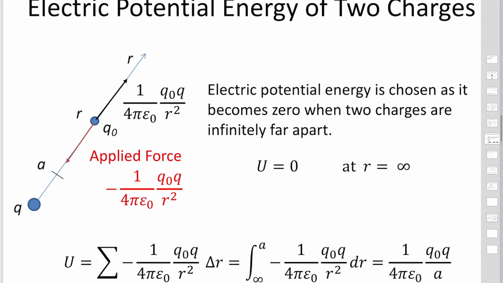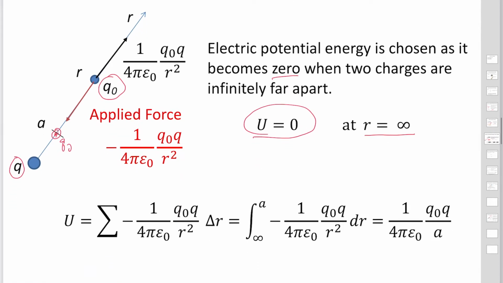Electric potential energy of two charges. So we consider the charges q and q sub 0. We'd like to find out the electric potential energy when the distance between the two charges is a. What is the electric field between these two charges? So we choose the reference point. The standard method is to choose the electric potential energy so that it becomes 0 when two charges are infinitely far apart. This means when r equals infinity, U is 0.